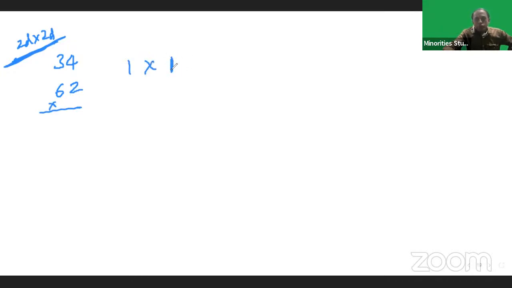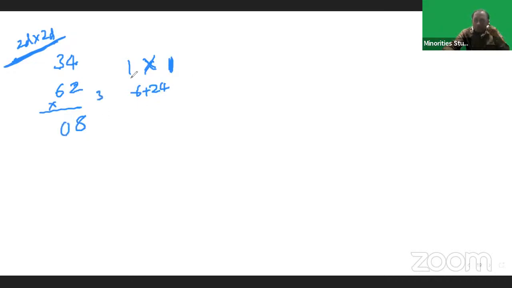First take the last straight line. Find the product of the two unit digits. 4 into 2 is 8. Last straight line completed. Now cross multiplication. Find the product of these numbers. 3 into 2, 6. 4 into 6, 24. 6 plus 24 is 30.